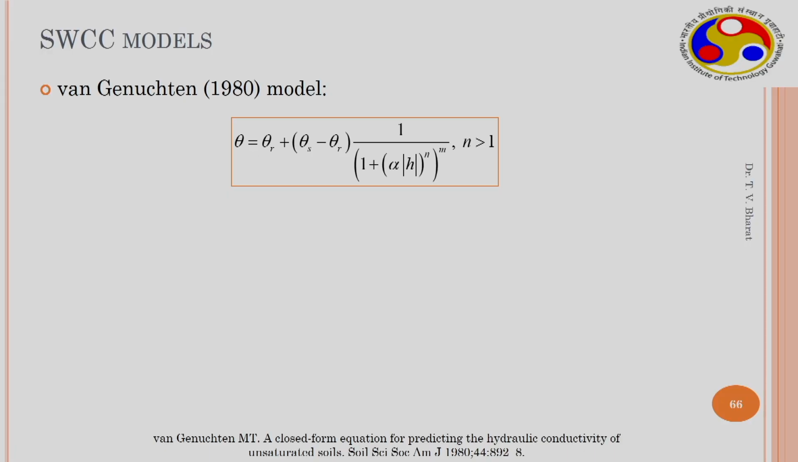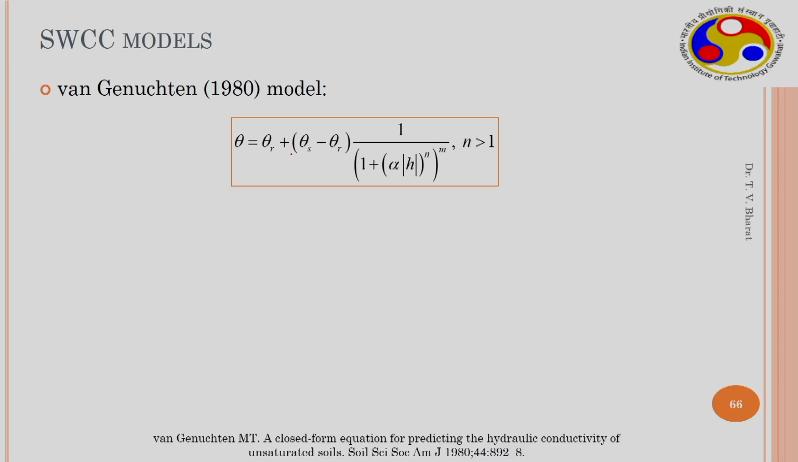And we have another method called the Van Genuchten model, which is very popular for the estimation of the soil water characteristic curve from measured data of theta versus psi. The expression is theta equals theta r, the residual water content, plus theta s minus theta r, similar to the Brooks-Corey model, times 1 over 1 plus alpha h whole power n. Here n should be more than 1.